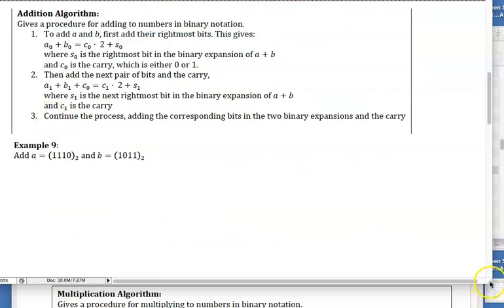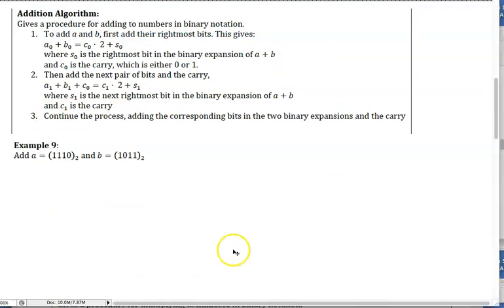All right, so let's look at adding and multiplying, okay? In different number bases. First, the addition algorithm. Again, the steps are here, but I'm just going to demonstrate by example.